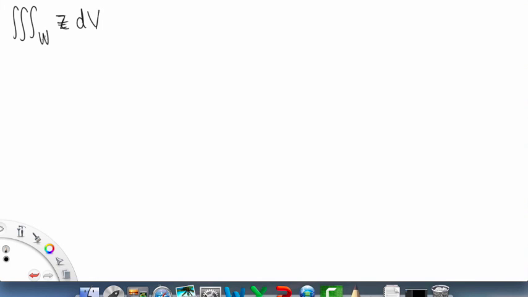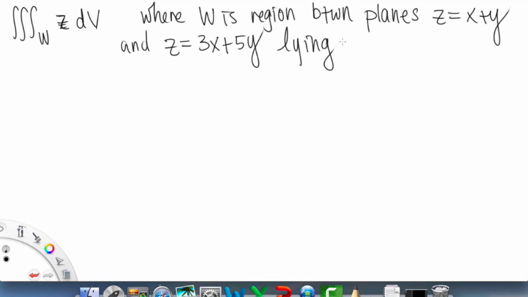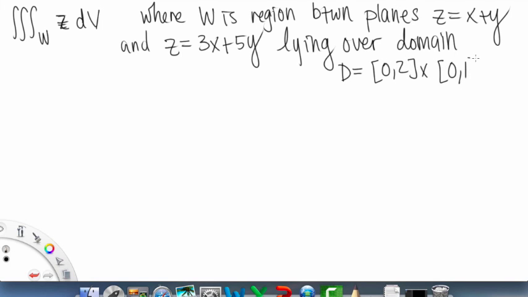So we're going to be calculating the triple integral over W, some region in 3D space, of z dV. And this is all given: W is the region between, and now we're going to get fancy and incorporate some planes. Plane z equals x plus y, and z equals 3x plus 5y. And lying over the following domain. I'll write it here. D equals [0, 2] times [0, 1].